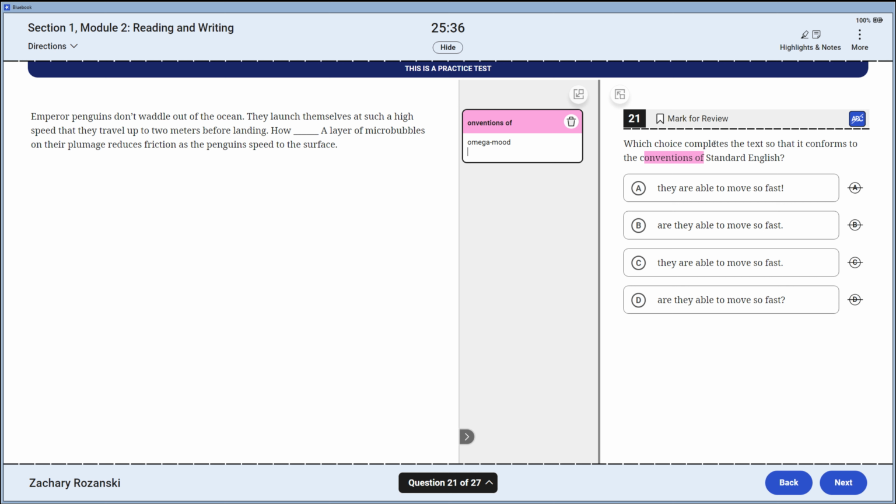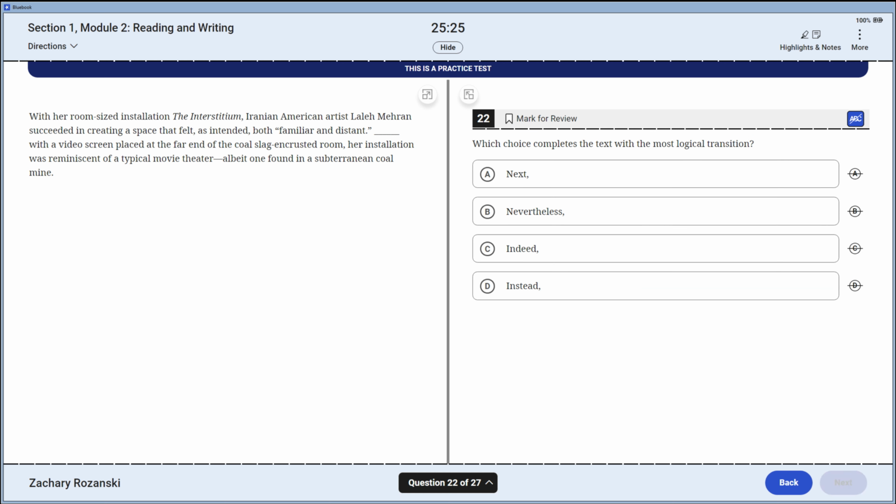Am I asking a question or making a statement? How are they able to move so fast, right? I've always wondered this about penguins. So I'm going to pick D, be happy with myself, and move on.